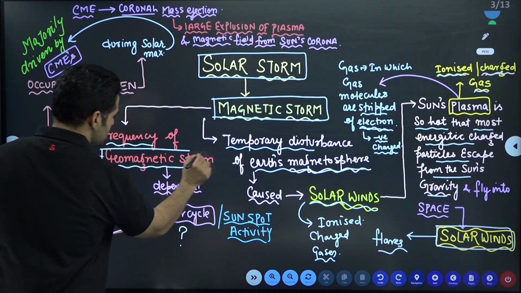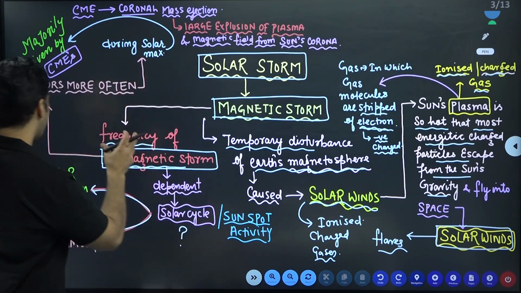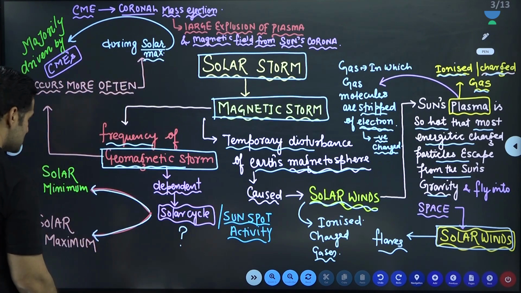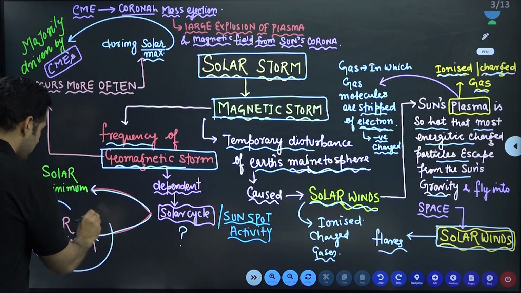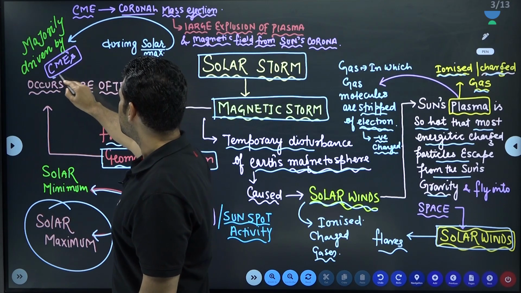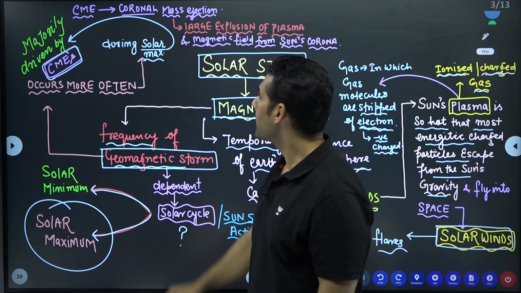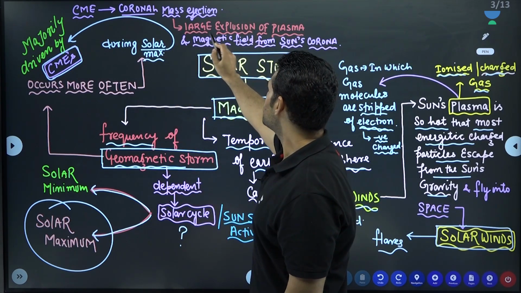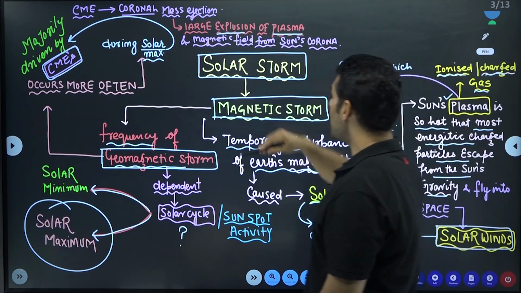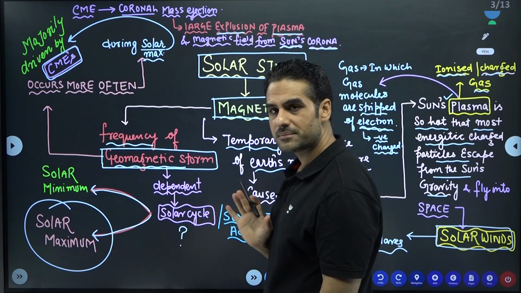Geomagnetic storm, the question is when it will occur very frequently. Geomagnetic storms occur more often during the solar maximum. So it means we need to understand what solar maximum is. And majorly it is driven by CMEs. Now what we need to know is, what is coronal mass ejection? Coronal mass ejection is a large expulsion of plasma, which we have already discussed, and magnetic field from the Sun's corona. Is this clear? Do you understand up to here?